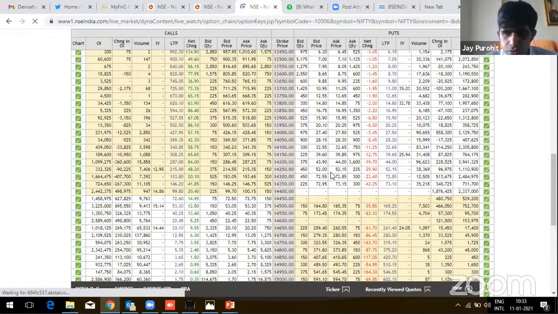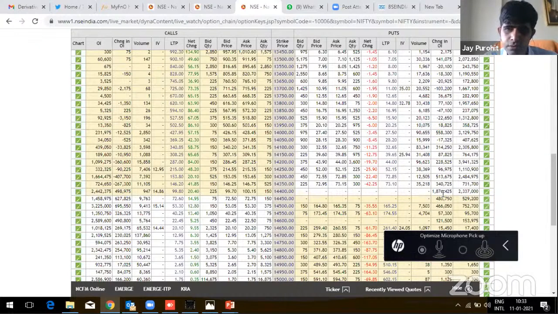But why is it not showing the volume? I think some problem is there with the NSE website, but we can clearly see the OI change. The highest OI change in today's session is happening in the 14,400 put, and on the call side the call writers are aggressive at the 14,450 and 14,500 strikes.